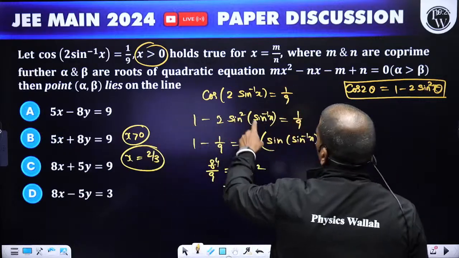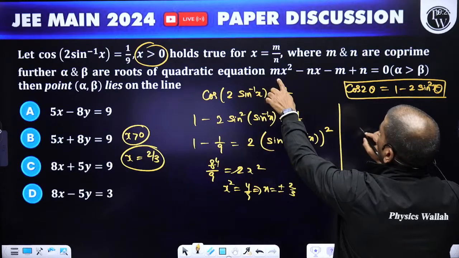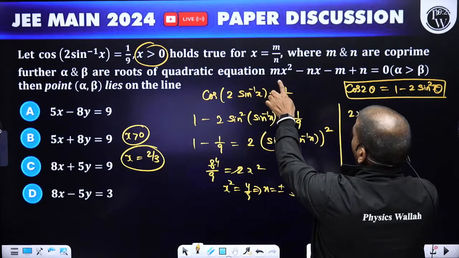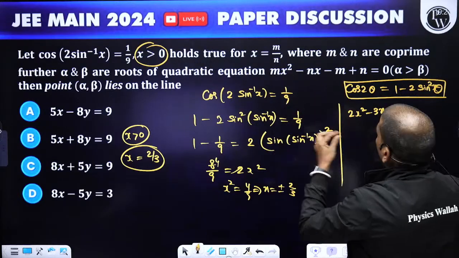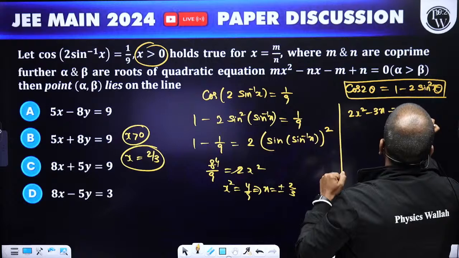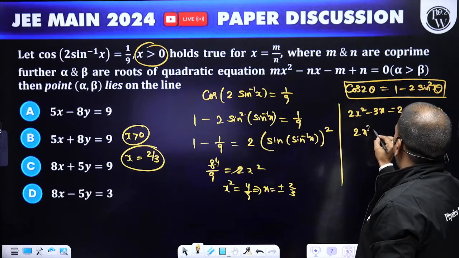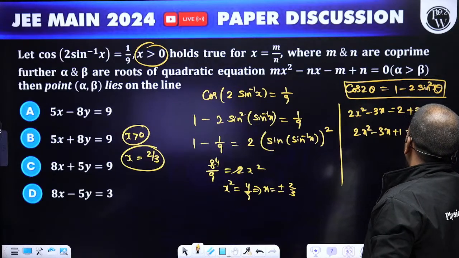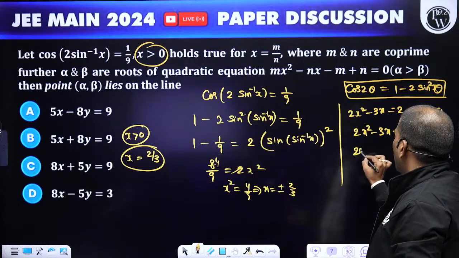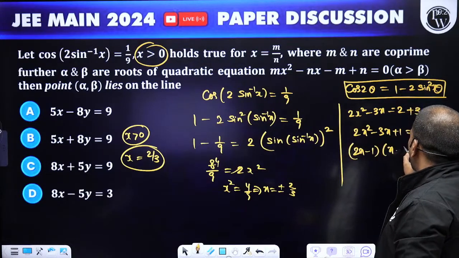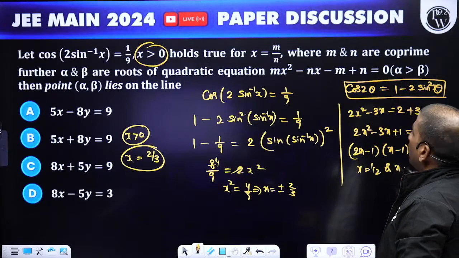So m is 2 and n is 3. Coming to the equation, 2x square minus 3x minus m, what is m? m is equal to 2, n is equal to 3, plus 3 is equal to 0. So 2x square minus 3x plus 1 is equal to 0. Get the factors: 2 1s are 2, 2 plus 1 is 3. Direct factors: 2x minus 1, x minus 1 is equal to 0. So x is 1 by 2 or x is equal to 1.